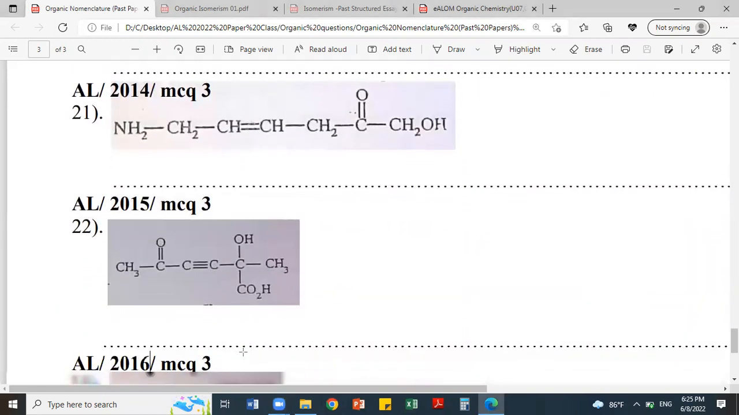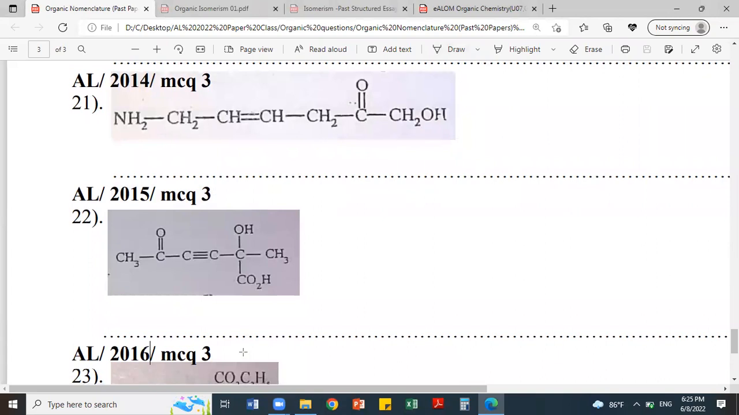Then 21. You can see there's an OH group, and there's a ketone group, and there's an NH2 group, and there's a double bond. These are the main things. Other CH, everything else.